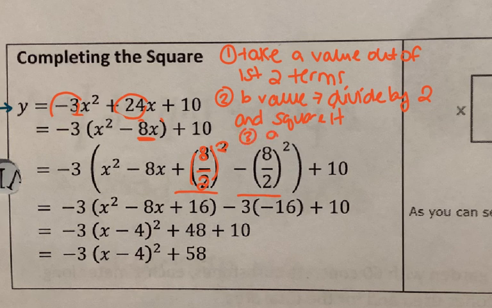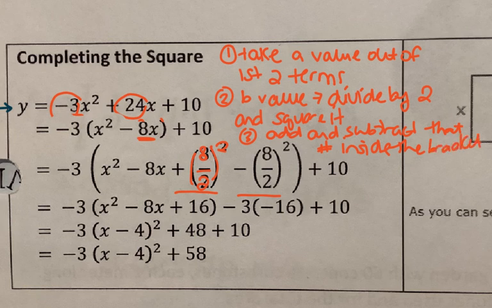Step 3. Add and subtract that number inside the bracket. And since I'm adding it and then subtracting it, it's like I'm adding nothing. It's like I'm adding 0, right? Because if I add something and then take that same thing away, nothing has really changed, and that's why I'm allowed to do that. But what I'm doing is I'm creating a perfect square. That's why it's called completing the square.